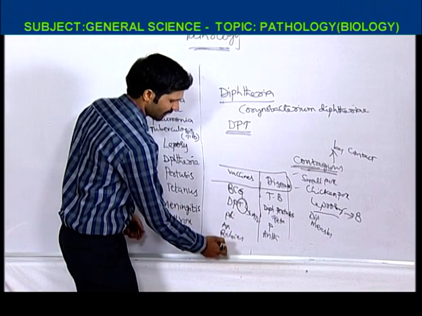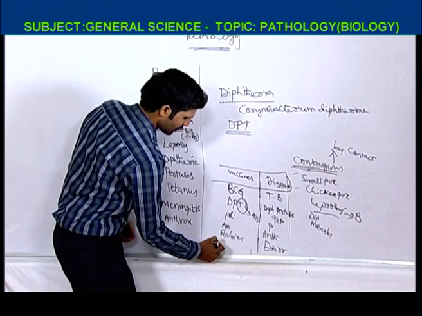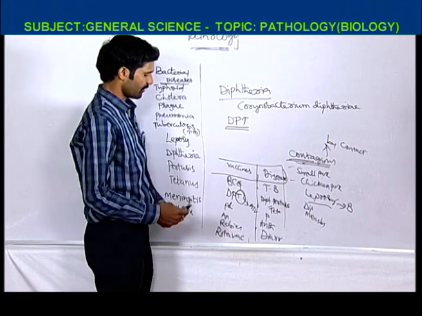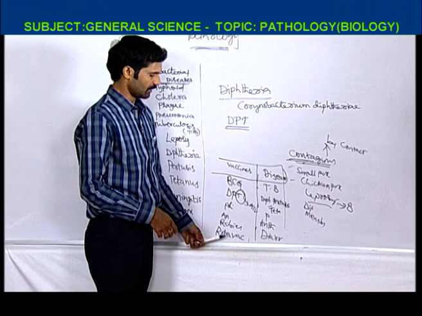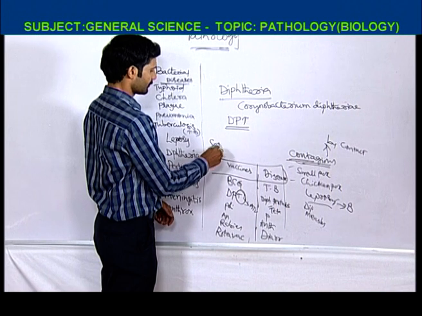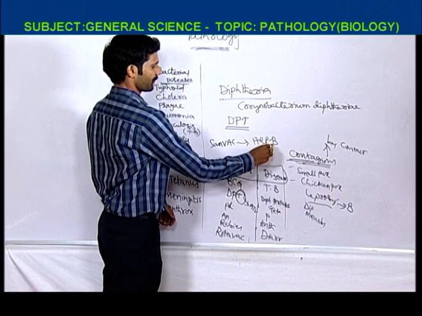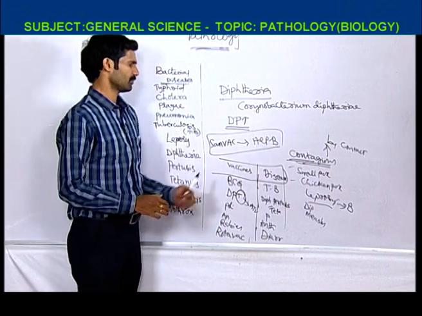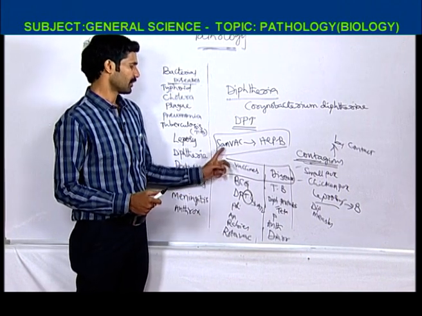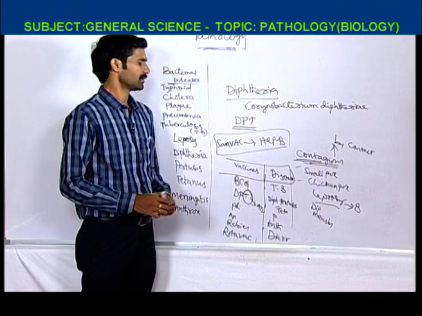And one more important vaccine, for diarrhea, that is Rotavac. It is a vaccine for diarrhea. And next, the Shanvac vaccine, that is for hepatitis B. These are the important vaccines, important from the examination point of view. And the Shanvac vaccine was discovered by Shantha Biotech, which is located in Hyderabad.